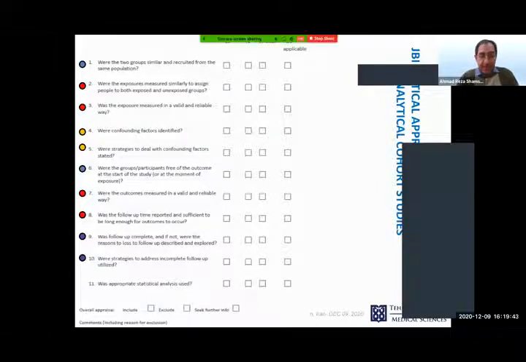Items 2, 3, 7, and 8, again, are related to information bias and measurement of the variables. Items 4 and 5 are related to the confounders and the methods for eliminating the effect of confounders. Items 9 and 10 are new, and important for cohort studies. Was follow-up complete? And if not, were the reasons for loss to follow-up described and explored? Were strategies to address incomplete follow-up utilized? So as you see, follow-up is very important and critical for cohort studies.